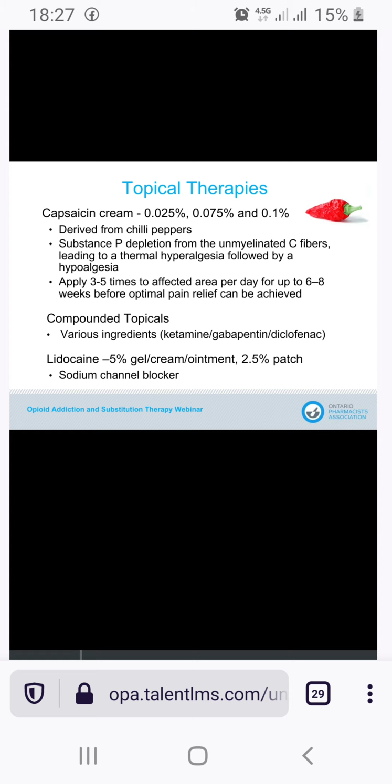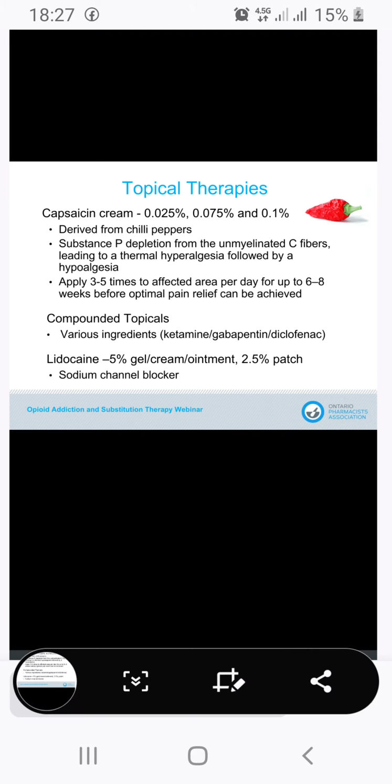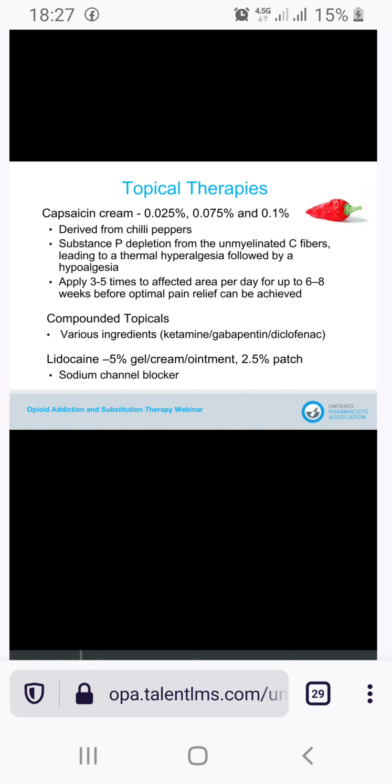So this can be an agent that is effective for some, but a lot of people find it really hard to tolerate that initial thermal hyperalgesia, and it's not the most convenient because they do have to apply it many times to really get that full therapeutic effect.